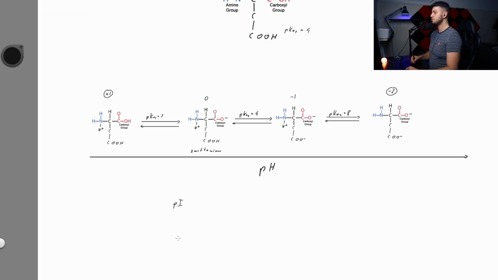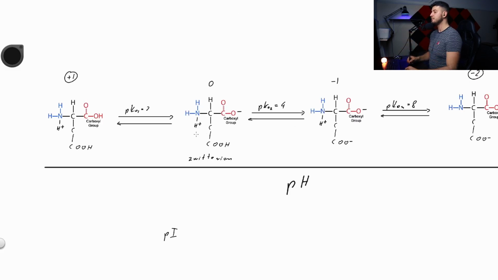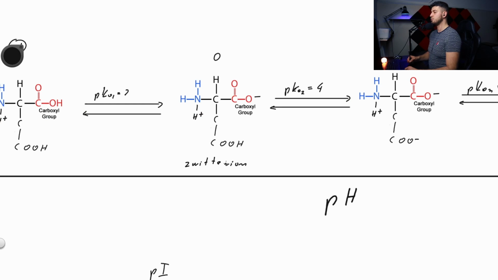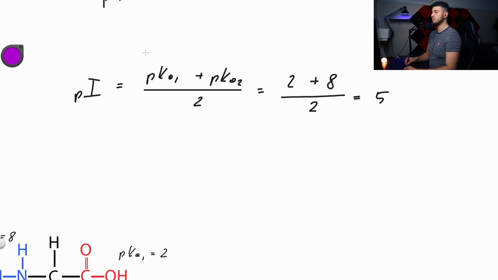Now let's say what the pI is. You'll be given 3 pKa's or even more, but what's important is the ones closest to the Zwitterion, the neighbors. In this case, pKa1 and pKa2, these two. We'll do it exactly the same way as we did before.